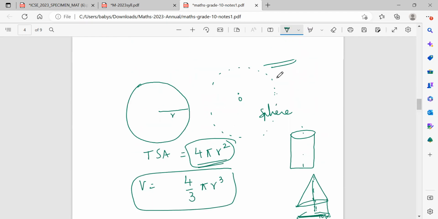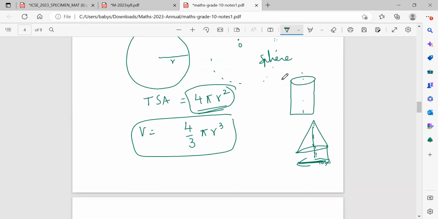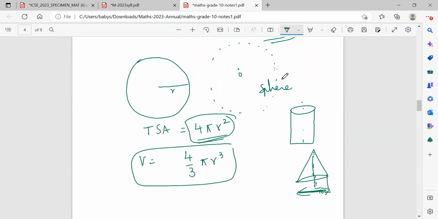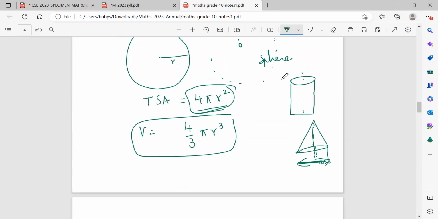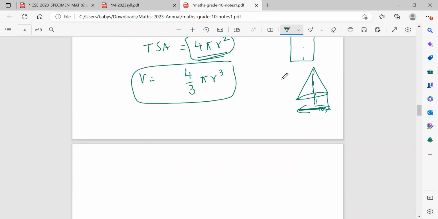In case they mention diameter, that's one thing. Students very blindly, sometimes it can happen to anyone, take the diameter as the radius, and the calculation will be twice of what is actually expected. So just be careful of this. So volume is done, right? TSA is 4 pi r square and the volume is 4 by 3 pi r cube for a sphere.